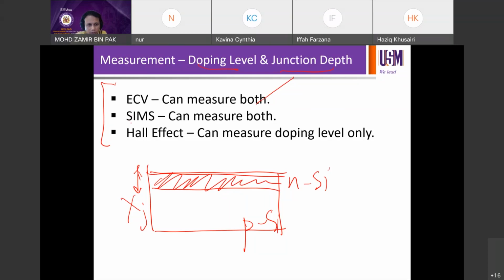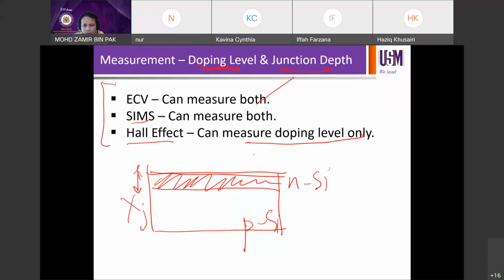You can also use SIMS, secondary ion mass spectroscopy, in order to measure both. Both here means doping level and junction depth. So you can know the doping level and you can know your XJ as well. Okay, you can also use Hall effect. We discussed in 386 last time. Hall effect can be used to measure doping level only.